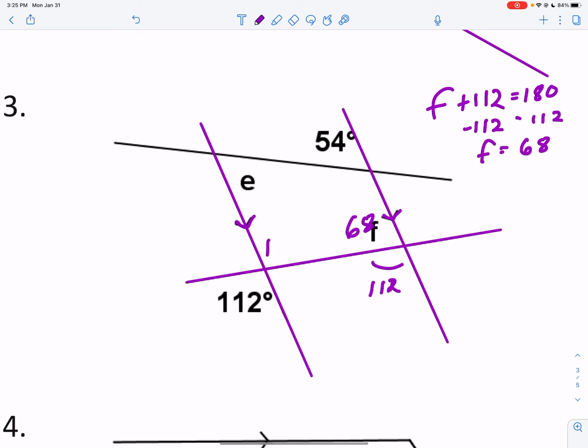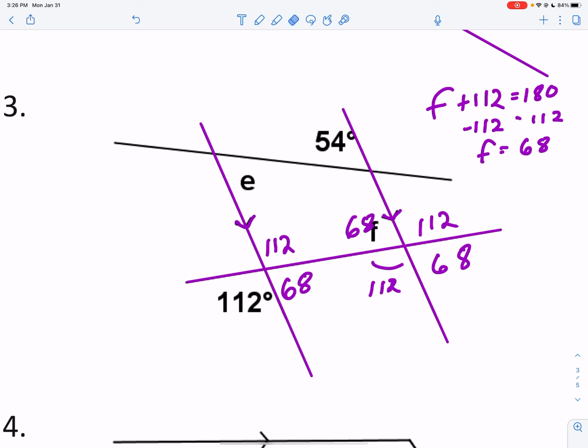We could also say that this is 112 as well, because those are vertical angles. We could also say that these are alternate interior angles, so that's 68. And this is a vertical angle with this, so that's 68. Once you get started, it's pretty easy to start labeling them all. These other ones cause a little bit more of an issue, though.